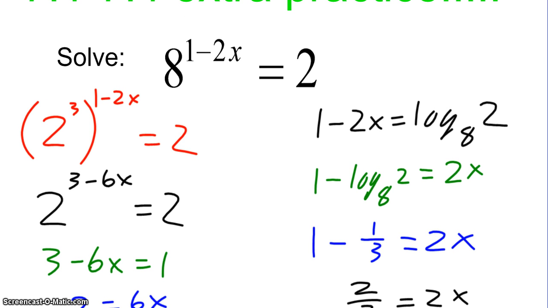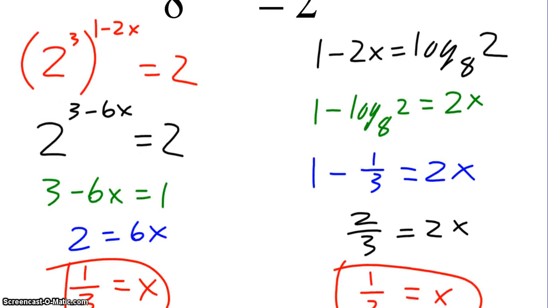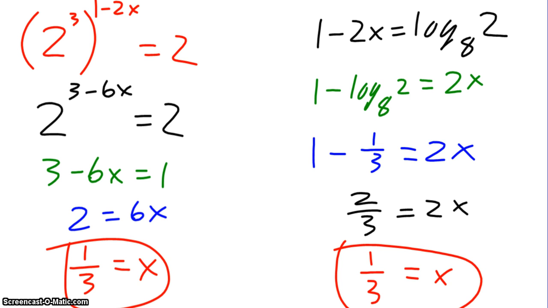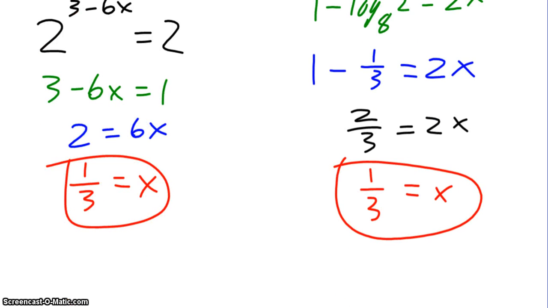Over on the right, my other solution process was changing this to a log. There are many options with this. So I said 1 minus 2x equals log base 8 of 2. Now I started to solve for x, so I subtracted the log base 8 of 2 and I added 2x. Log base 8 of 2 is saying 8 to what power equals 2, so 8 to the 1/3 power equals 2, so log base 8 of 2 becomes 1/3. So 1 minus 1/3 is 2/3. 2/3 divided by 2 is 1/3. Very nice.